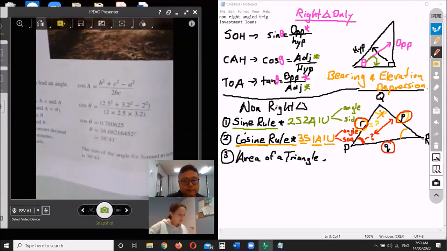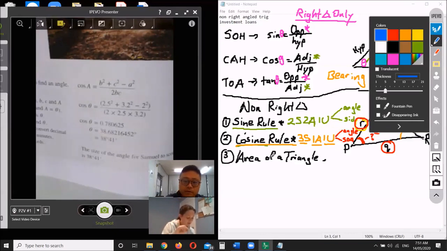Oh, we did the cos A equals B squared plus C squared. Okay, so let's do that. That one's better. You've got to square root it. Let's use blue. Okay, cool.